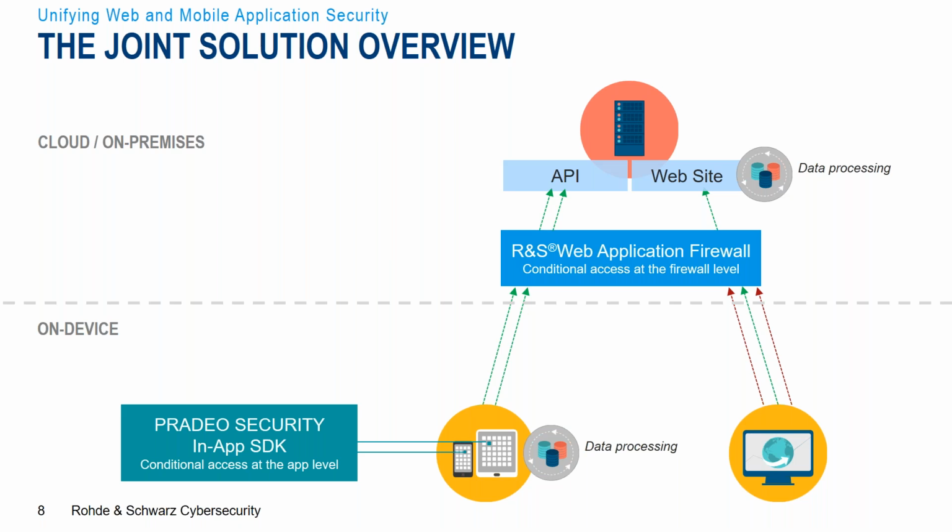On the technology side, this is the technical overview of what the joint solution will look like. So the Rohde & Schwarz Web Application Firewall will still continue to act in its primary function of proactive protection against known and unknown threats, by diligently filtering traffic from websites and web services APIs. And this conditional access will be complemented by the Pradeo in-app SDK embedded in the mobile application, and hence adding precise threat detection capability from the mobile environment.